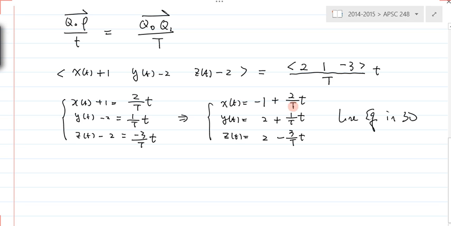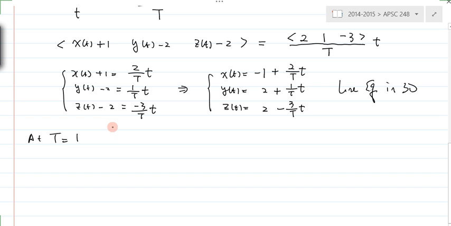So if you try it out, let's say we plug in a different value of t here. For example, if we give capital T equal to 1, then we can try another value as well. So for capital T equal to 1, what do we end up with? We end up with x of t equal -1 plus 2t. And y of t equal 2 plus t. And z of t equal 2 minus 3t. Okay? That's what we end up with here.